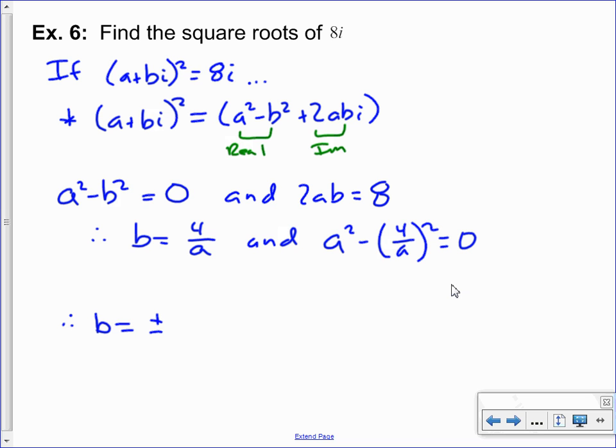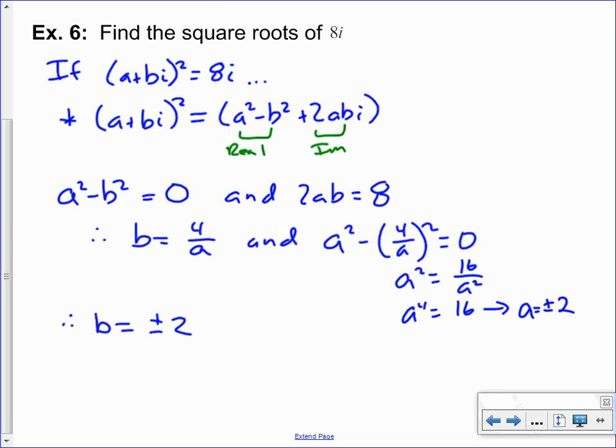So if you add it to the other side, you'd have a squared is equal to 16 over a squared. So a to the fourth is equal to 16. So that means a has to be plus or minus 2. My bad, because the fourth root of 16 is 2. If you divide 4 by positive 2, then b is positive 2. And if you divide by negative 2, then b is negative 2.